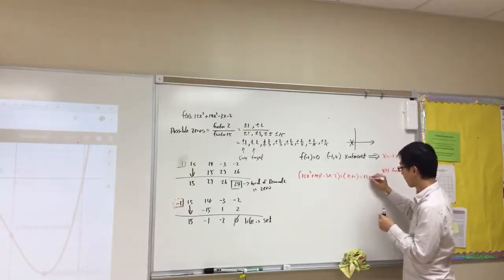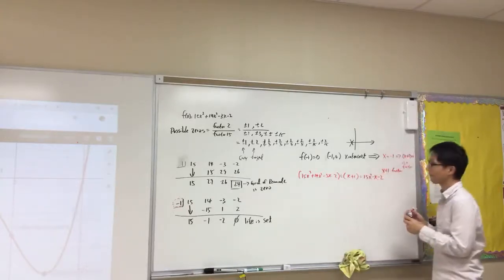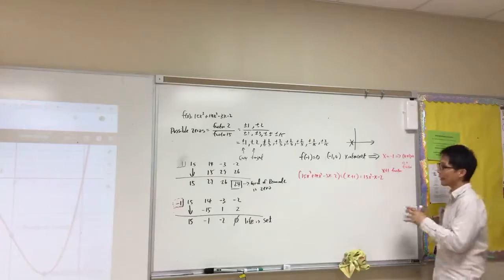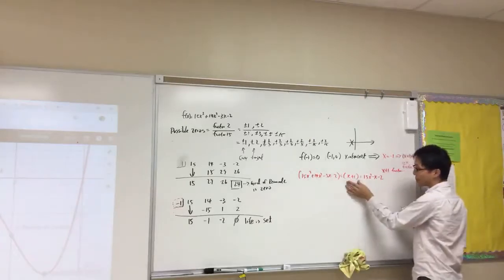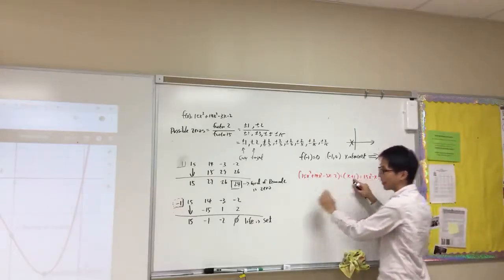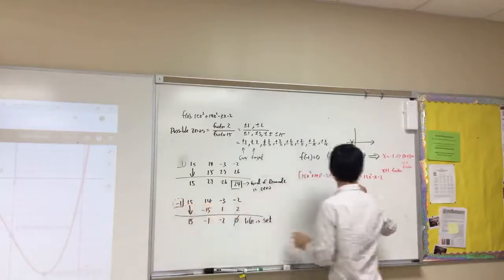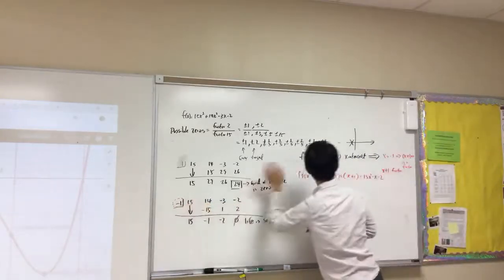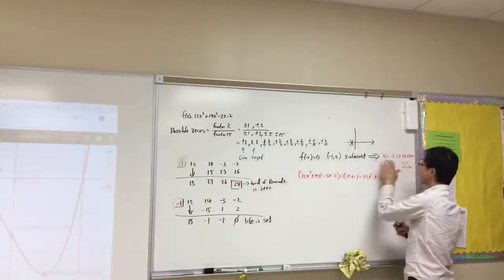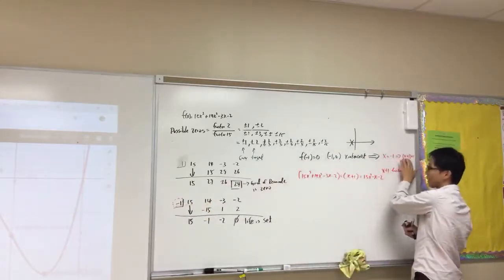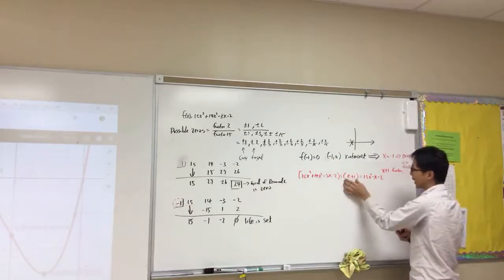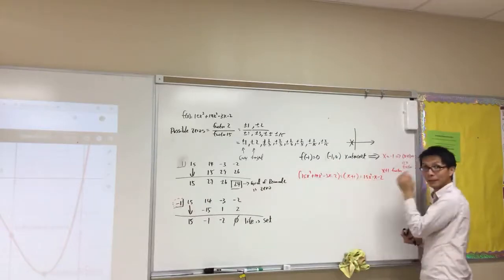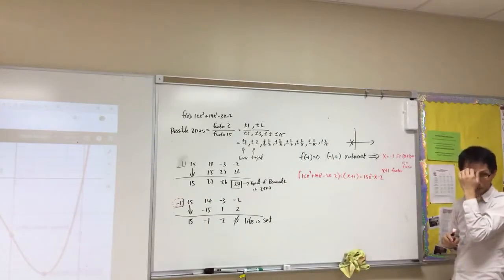15x squared. Wait, what? What's going on? If I take this one divided by x plus 1, remember, we changed the sign of plus 1 to -1, right? But when we say -1 gives me a 0, that x equal to -1, now x plus 1 is a factor. If I take this divided by this, it's going to give me this.